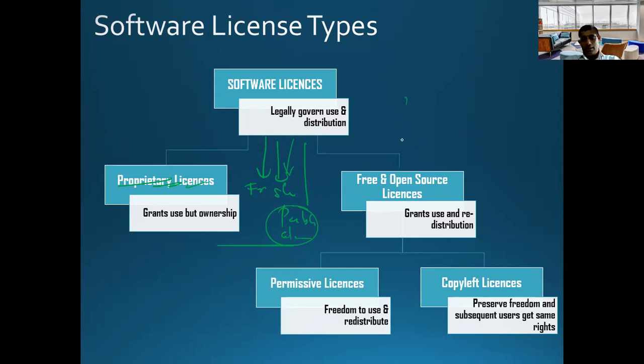But this is the area I want to explain. So free and open source, there are two things. One is permissive license, where there is freedom to the maximum. Copyleft means preserve the freedom plus openness, so that you can get both together and then proceed.